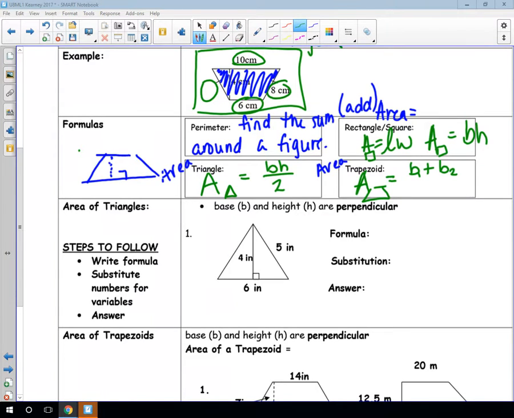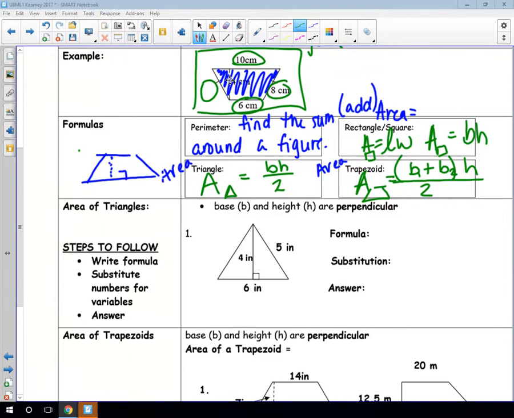So base 1 plus base 2, we're still going to multiply times the height like we did in a triangle. But since we're needing to find the average of those two bases, we're going to divide by 2. Okay, so they're very similar. Triangle is base times height divided by 2, whereas the area of a trapezoid is very similar, but you have two different bases. So base 1 plus base 2, then times the height, then we're dividing by 2. Okay, so let's try just a few practice problems, and you guys are going to see this is super simple.